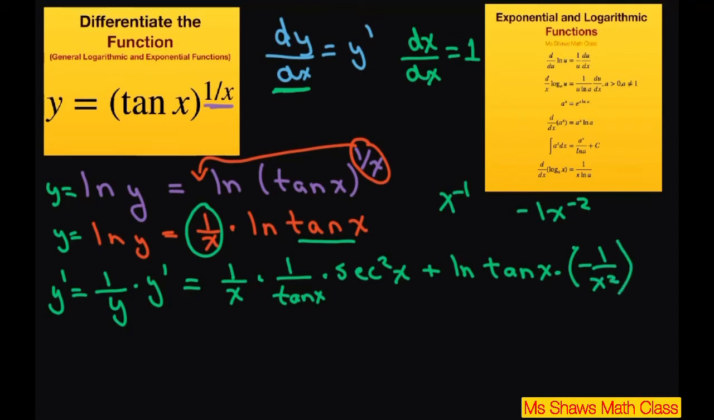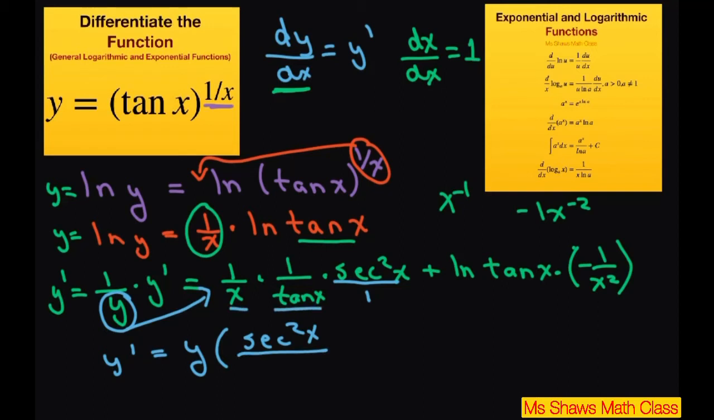All right. Now simplifying this, let's see. If I cross multiply, I'll move this y up here. So you get y prime equals y times, and I'm just putting this in the numerator, secant squared of x divided by, multiply these two, x tan of x. And then with this minus, I'm going to put this in red, out front here. So it's going to be minus ln of tan of x divided by this x squared.